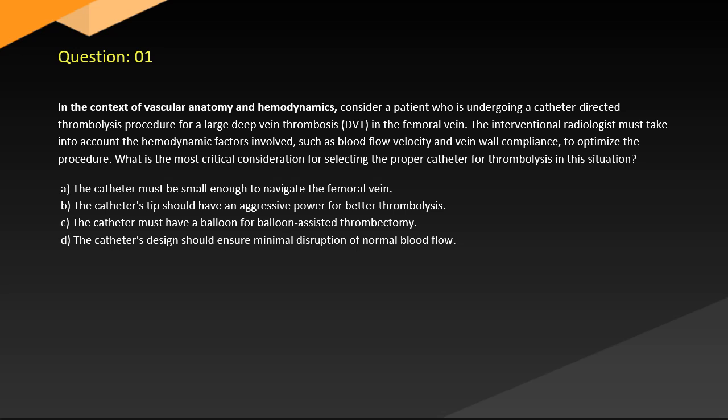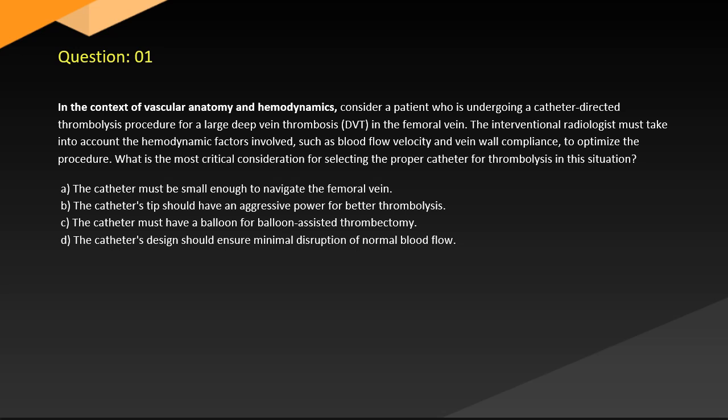Question 1. In the context of vascular anatomy and hemodynamics, consider a patient who is undergoing a catheter-directed thrombolysis procedure for a large deep vein thrombus (DVT) in the femoral vein. The interventional radiologist must take into account the hemodynamic factors involved, such as blood flow velocity and vein wall compliance, to optimize the procedure. What is the most critical consideration for selecting the proper catheter?